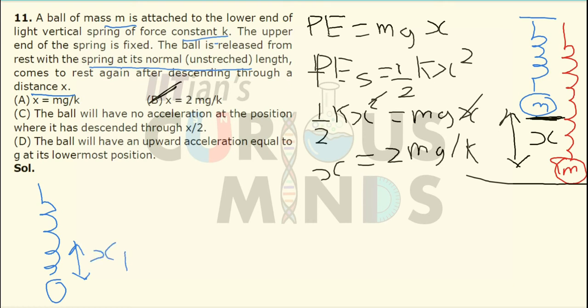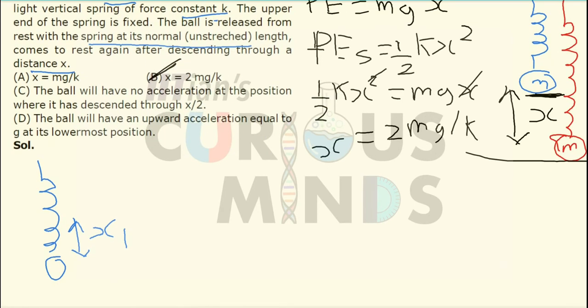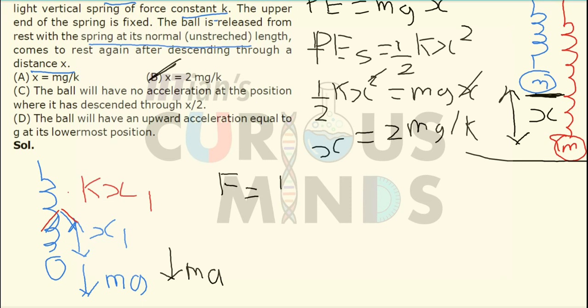Whenever it is stretched by x1, there are two forces acting on the ball. The first force is in the downward direction, which is equal to mg. The second force is in the upward direction, which is k into x1. Let us say the total acceleration is in the downward direction, equal to ma. So the net force acting on the ball will be mg in the downward direction minus the spring force in the upward direction, which is equal to ma.